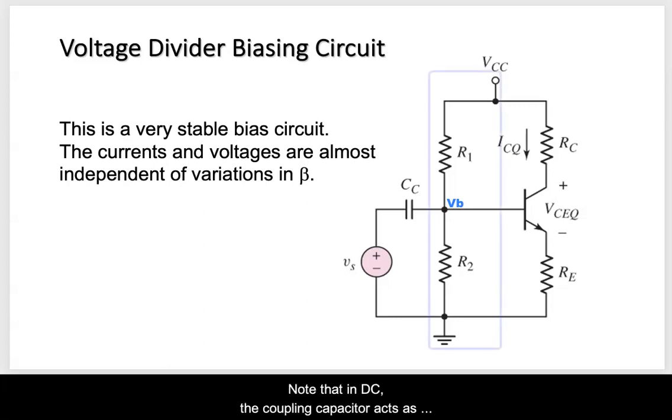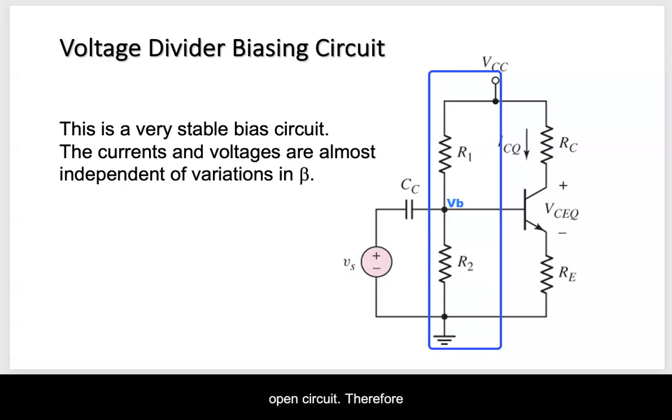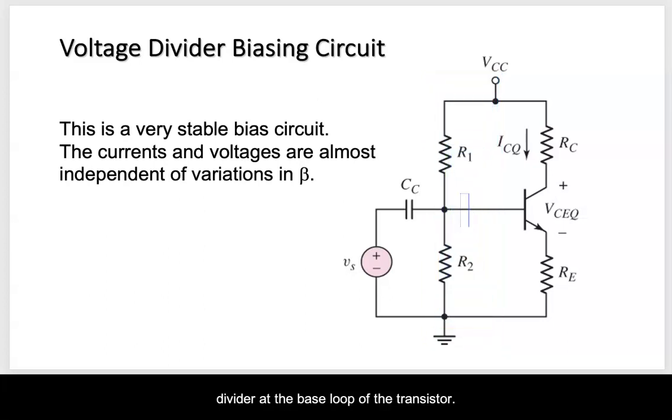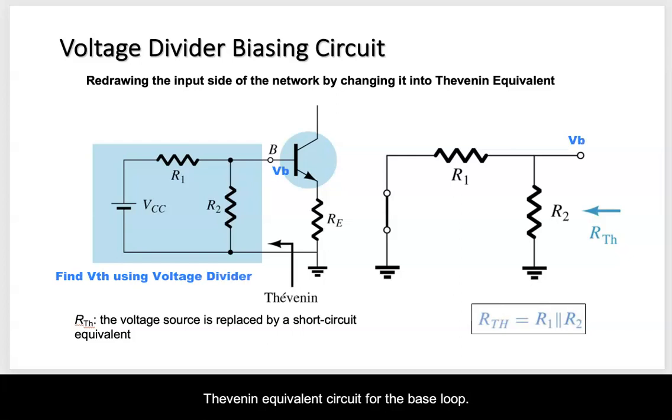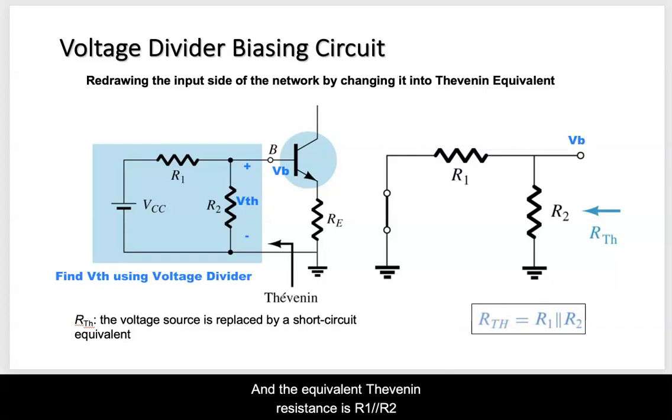Note that in DC, the coupling capacitor acts as an open circuit. Therefore, the combination of R1, R2 and VCC forms a voltage divider at the base loop of the transistor. The circuit can easily be analyzed by forming a Thevenin equivalent circuit for the base loop. The equivalent Thevenin voltage VTH is equal to R1 over R1 plus R2 times VCC. And the equivalent Thevenin resistance is R1 in parallel with R2.